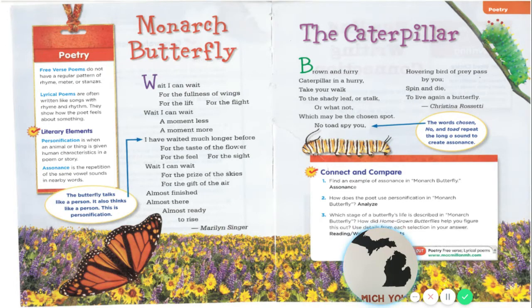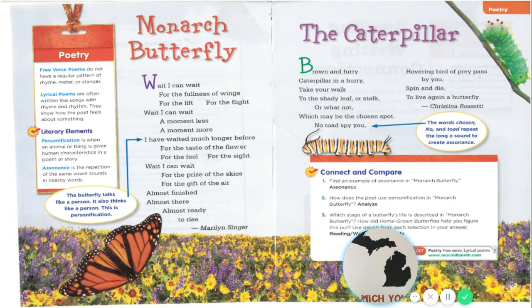Wait, I can wait for the fullness of wings, for the lift, for the flight. Wait, I can wait. A moment less, a moment more. I have waited much longer before, for the taste of the flower, for the feel, for the sight. Wait, I can wait, for the prize of the skies, for the gift of the air. Almost finished, almost there, almost ready to rise. Marilyn Singer.